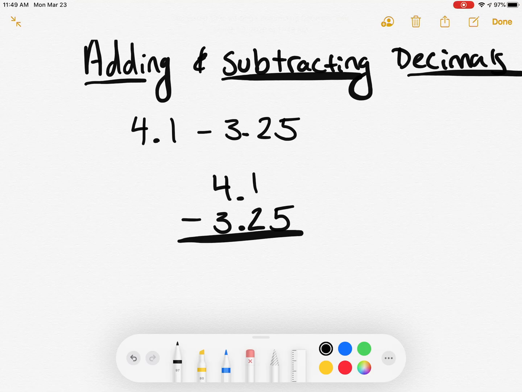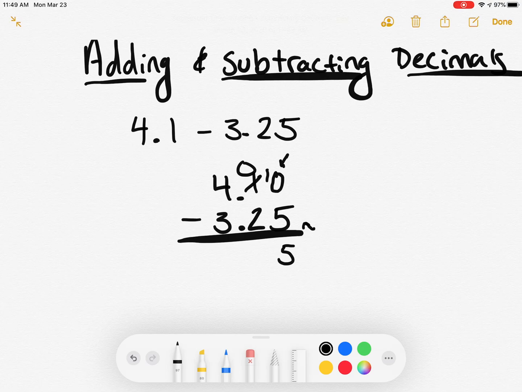Now, with this problem, we have this empty place in my 4 and 1/10 that we were going to have to subtract 5 from. Since I can't just subtract 5 from nothing, I'm going to annex a 0 and put it there. And then I just subtract like I normally would. Okay, so I'm going to have to regroup. So this becomes a 0. This becomes a 10. So 10 minus 5 is 5.